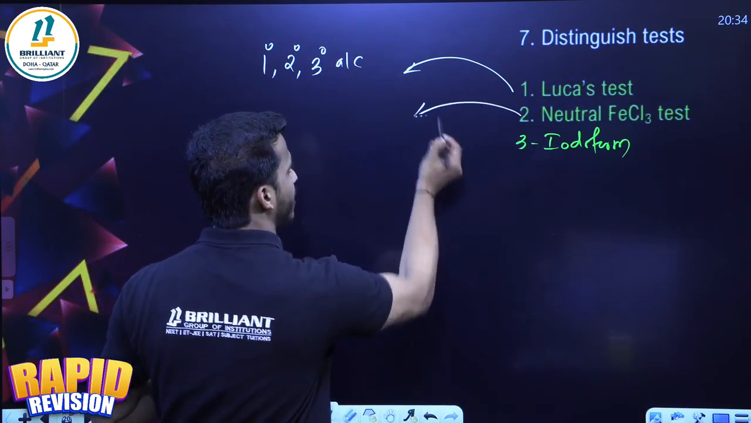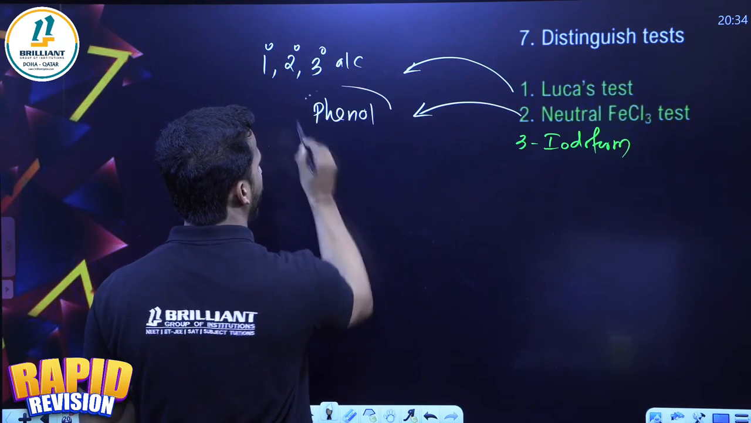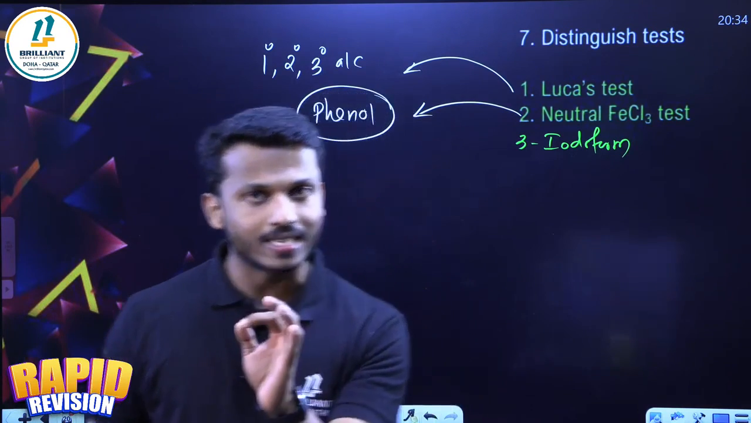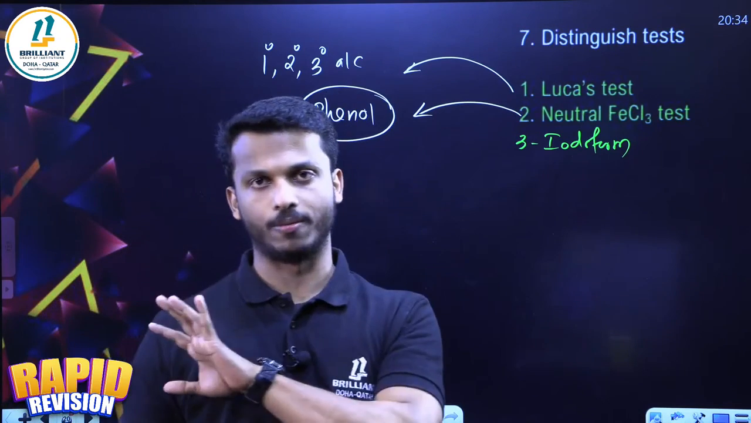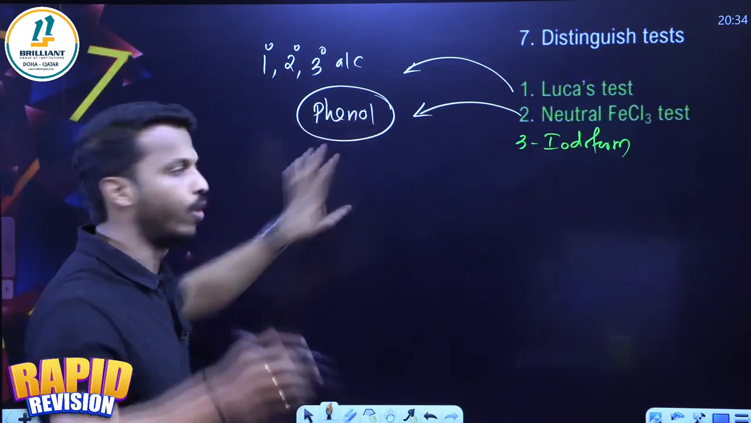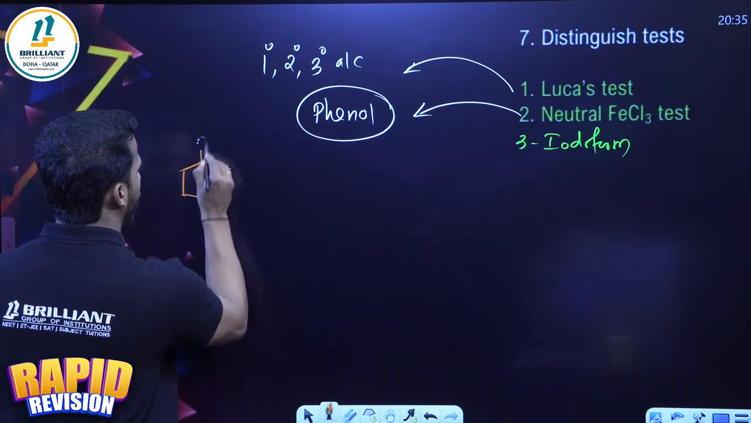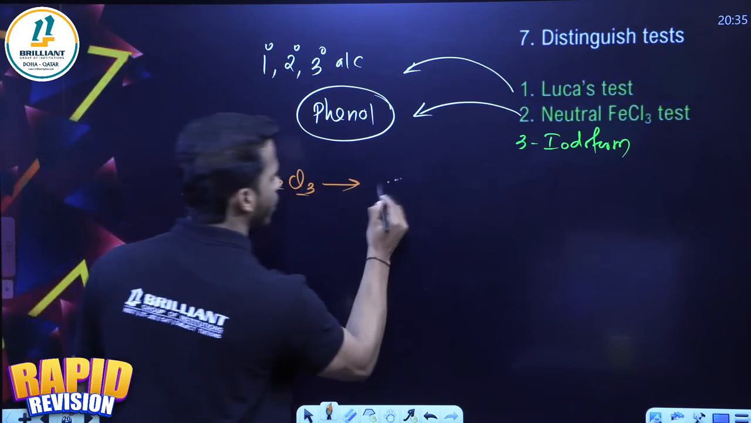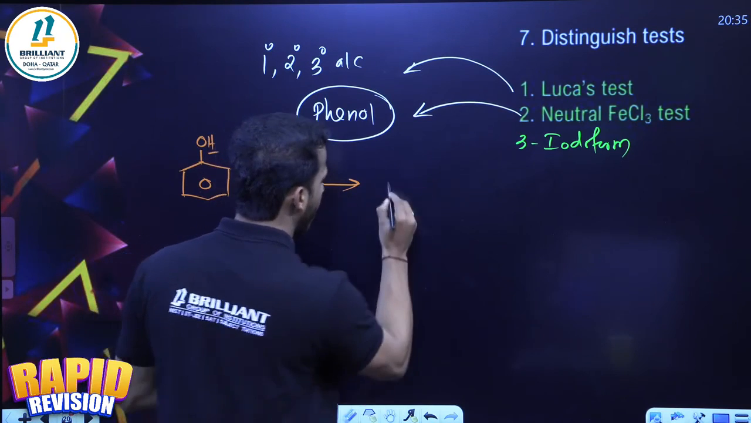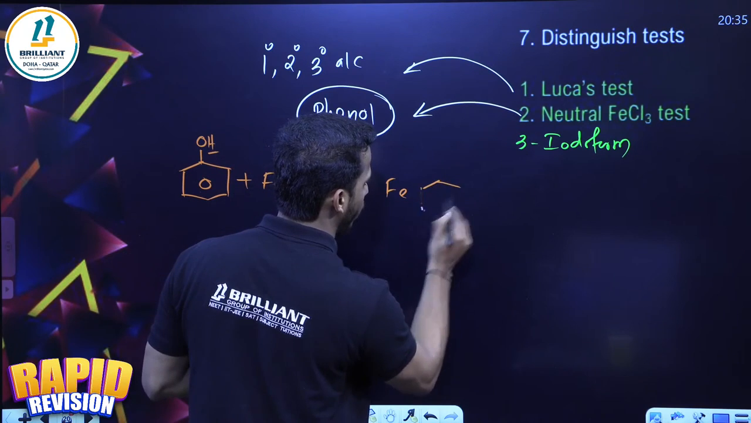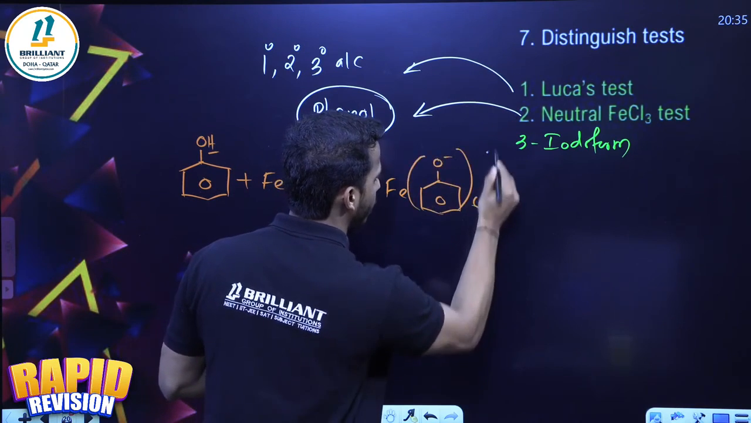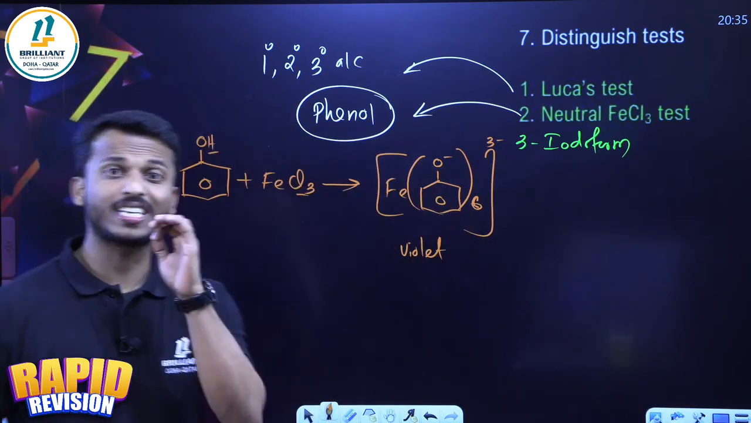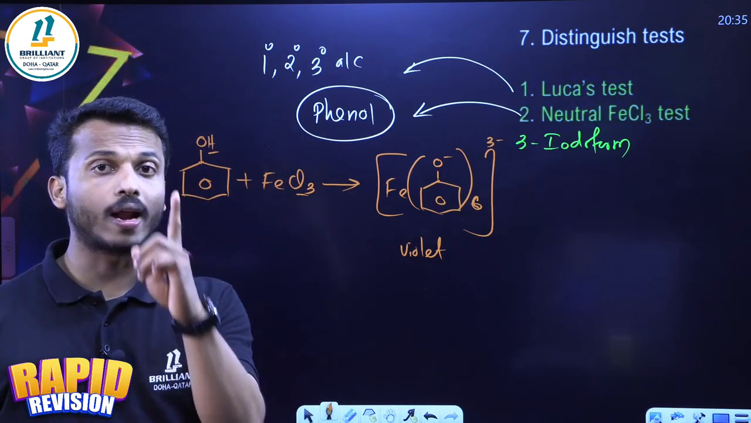Now the neutral ferric chloride test, dear all, is a particular test for phenol. Whenever you study the distinguishing tests, study the reagent: who gives the test, who won't give, that you have to remember. What is the reaction? Phenol is benzene with OH. When you treat it with neutral ferric chloride, FeCl3, HCl is eliminated, and you will get Fe with phenoxide ion, [Fe(OC6H5)6] 3 minus. This is the compound you are going to get. It has a violet or purple coloration. So phenol will give you the neutral ferric chloride test.